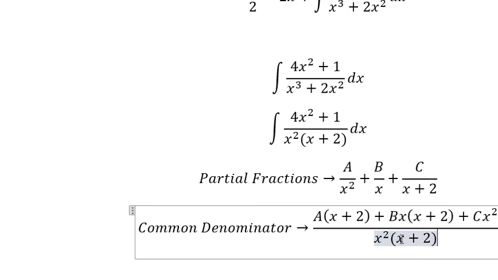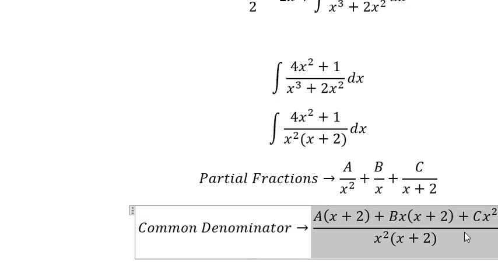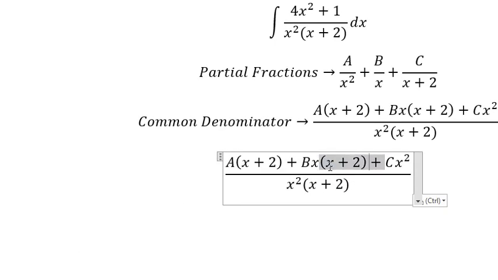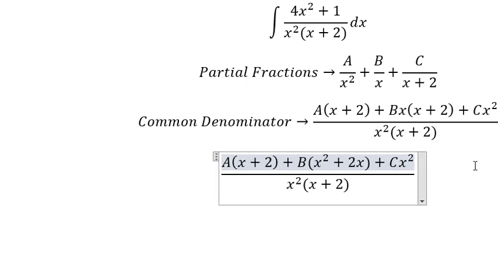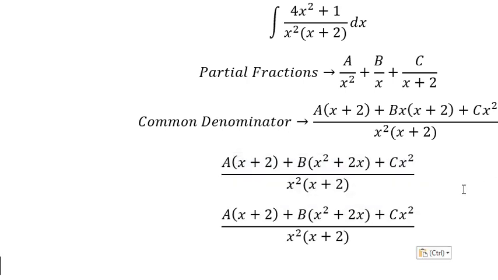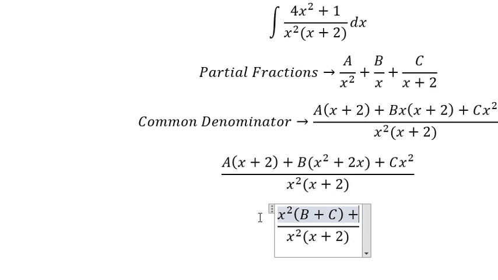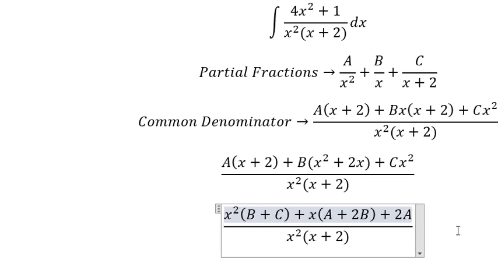Next, we need to expand. Now we need to arrange based on the terms of s. About s squared we have B plus C. About s we have A plus 2B. About the numbers we have 2A.